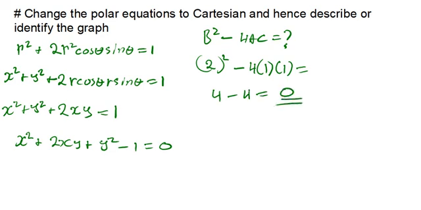And we know from the discriminant test, if the value of the discriminant is equal to 0, we are dealing with a parabola. If it's less than 0, we are dealing with an ellipse. If it's greater than 0, we are dealing with a hyperbola. So this is basically a parabola that you are dealing with there.